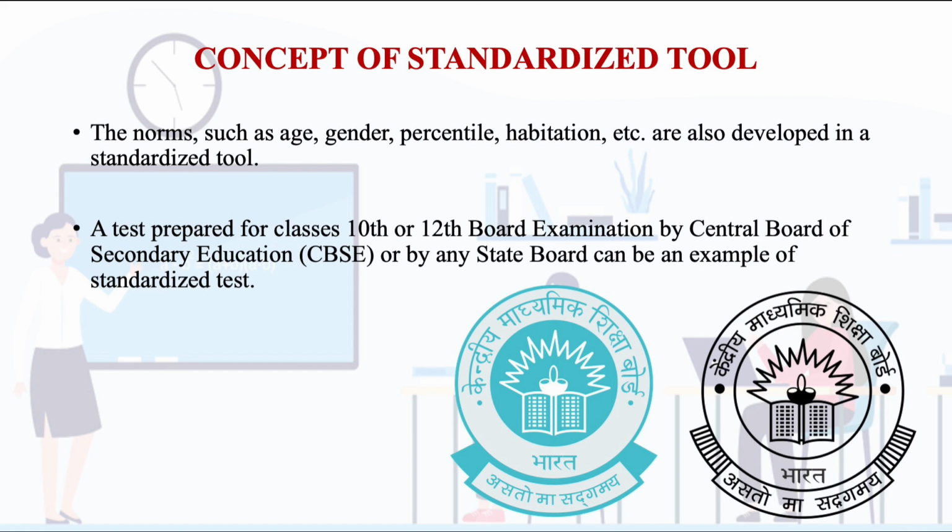And habitation norm you can also develop. Habitation norm means whether the tool will be used only for students who are studying in the urban areas, in the city areas, or whether the tool can be used both in the rural area and at the same time in the urban area. So that is why habitation norm can also be developed. And further, we can say that a test prepared for classes 10th or 12th board examination by the Central Board of Secondary Education, that is called the CBSE, or by any state board can be an example of a standardized tool. So, try to understand.